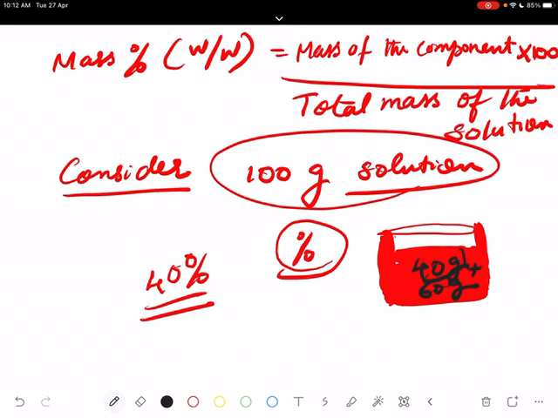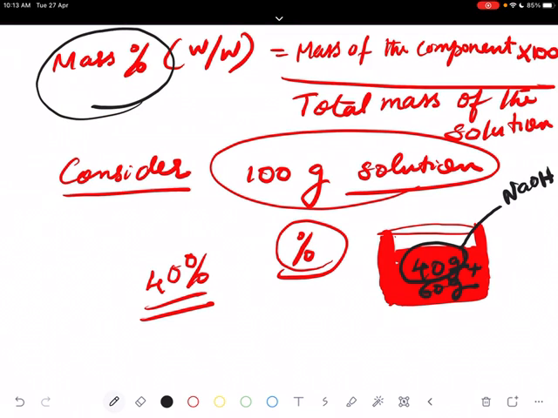Now, for us, this 40 gram is not a useful term. We will be finding out the number of moles present in 40 gram. For example, if the solute is NaOH, then what we will do? We can find out the number of moles for some other calculation. So what is the mass percentage? Such a question will not be asked for you. Such a question is asked for class 11th. What is the mass percentage? That is irrelevant for us.